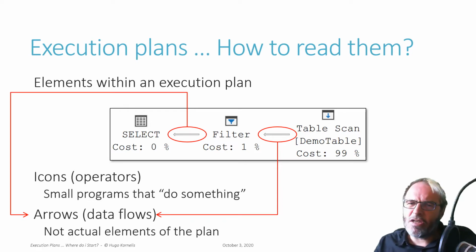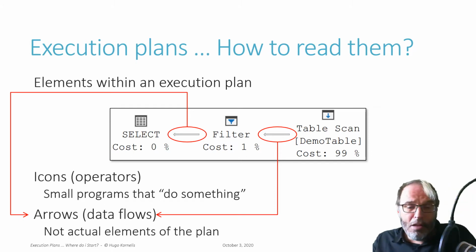And here's the surprising thing. If you look at the actual execution plan, which is XML, then you will find that those arrows are not there. The data flows are not even actual elements of the execution plan. I'll get back to that later as well.